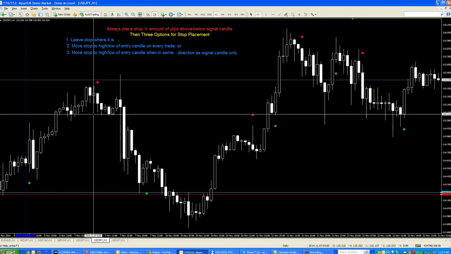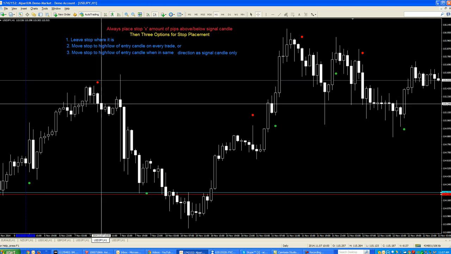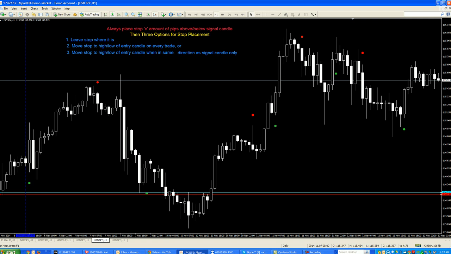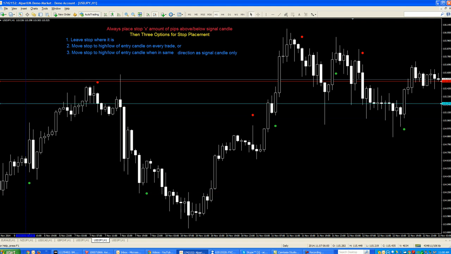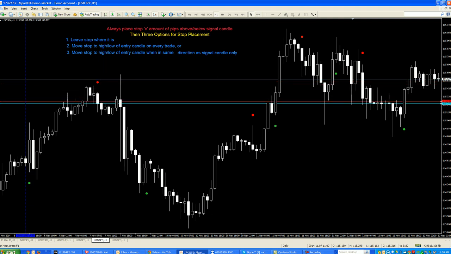So for example, this red dot here is a sell signal. It's a bearish candle. The candle right after is the entry candle. The signal candle's bearish, the entry candle's bearish. So if I was using option 3, my initial stop would just be above the red dot. My entry point would be pretty close to the open on the entry candle. And if I used option 3, the stop would be moved down to that area there. So it reduces my risk. Option 1, I would just leave it there no matter what.